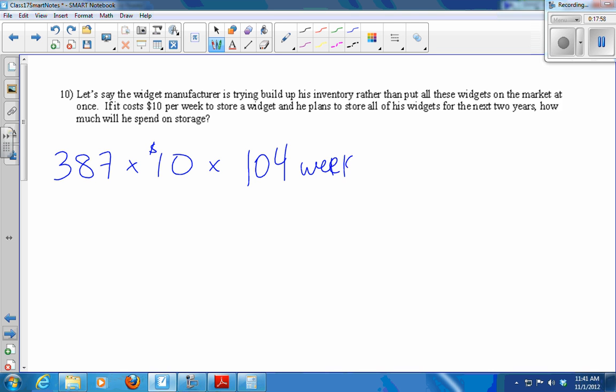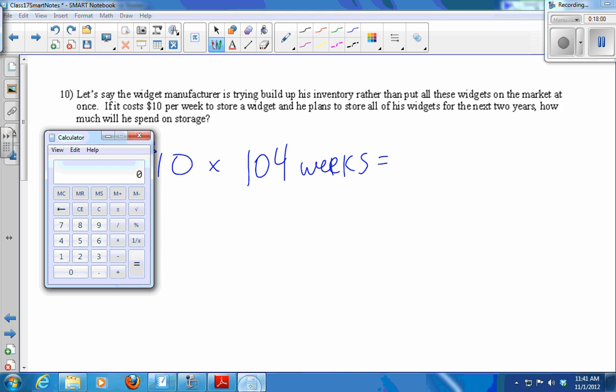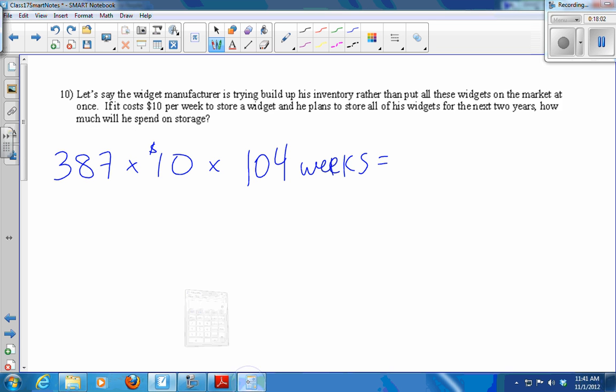So for those 387, $402,480. He's going to have to. Yeah. So now, discuss in your groups. This is how much he has to spend on storage for the original 387. Then he's going to add 37 widgets a week to his inventory.